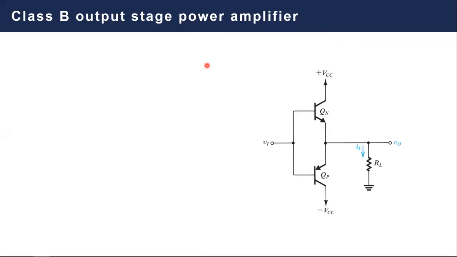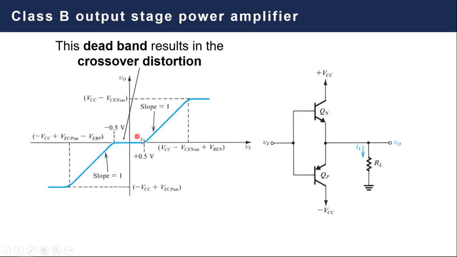In a class B power amplifier, we observed the trade-off between having a highly efficient output stage power amplifier with respect to what was presented in class A. In class A, we got a maximum efficiency of 25%, while in class B, we reach an efficiency of 78.5%. However, due to the configuration of class B, a dead band occurs when both transistors are turned off, as you can see.